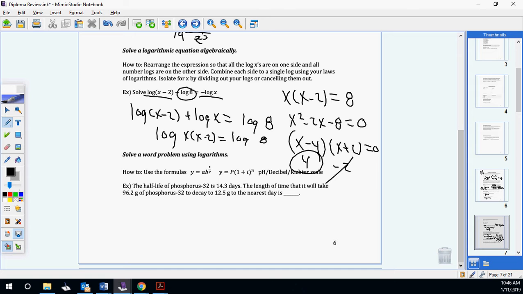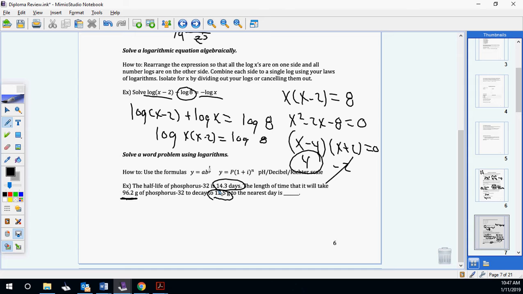So the half-life of phosphorus 32, sorry, not negative, is 14.3 days. What is the length of time it will take 96.2 grams of phosphorus 32 to decay to 12.5 grams, to the nearest day? So this is my starting amount of phosphorus. I want to figure out how long it takes to get this much. And it gives me how long it takes to halve.